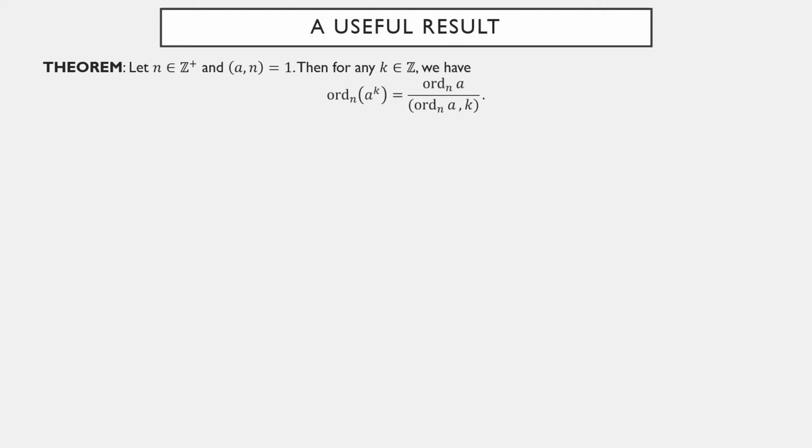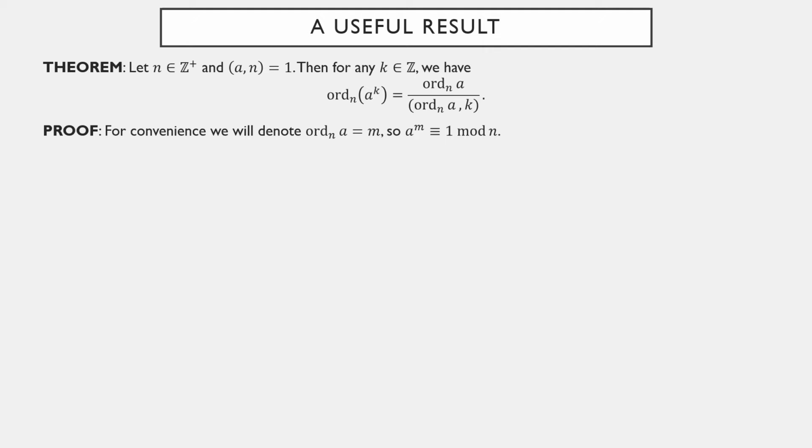Before we start that process, however, here's a useful result. Let n be a positive integer, a be relatively prime to it, then for any k, which is an integer, the order of a to the k can be computed out of the order of a divided by the GCD of the order and this exponent k.